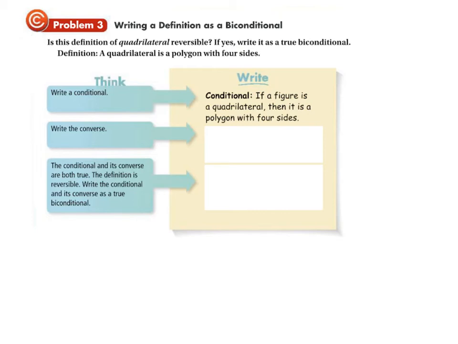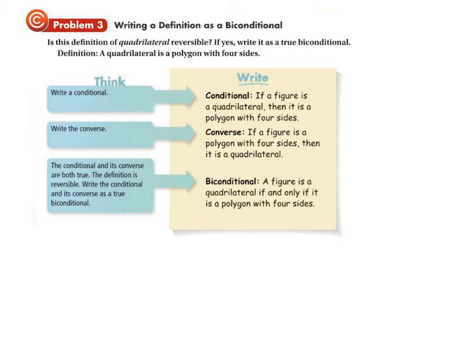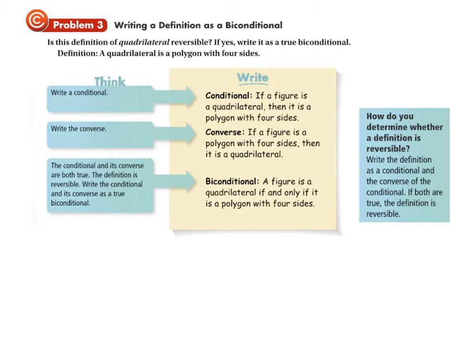Cool. What about the converse of that? Well, if a figure is a polygon with 4 sides, then it is a quadrilateral. Is that true? Yeah, that's also true. So because they're both true, we can then say a figure is a quadrilateral if and only if it is a polygon with 4 sides. And that's the essence of what this says, which is, how do we determine whether something is reversible? Well, we write both the conditional and its converse and see if they're both true.